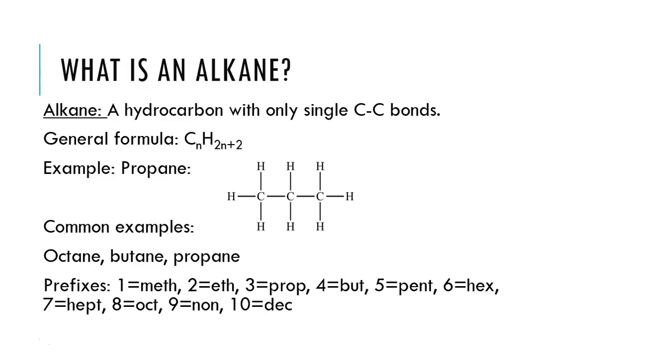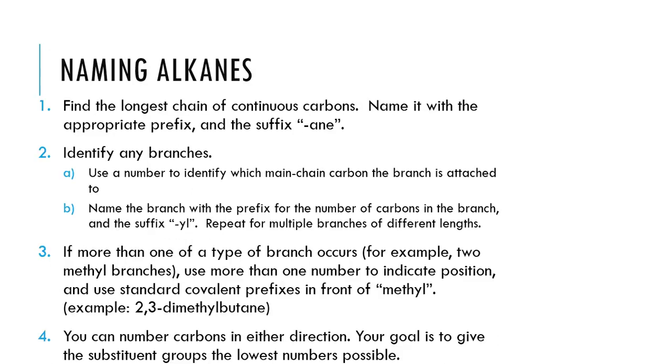Prefixes that you need to know: the prefix for 1 carbon is meth, 2 is eth, 3 is prop, 4 is but, 5 is pent, 6 is hex, 7 is hept, 8 is oct, 9 is non, and 10 is dec. The really tricky ones are the first 4, because after that there are prefixes that you've seen before.